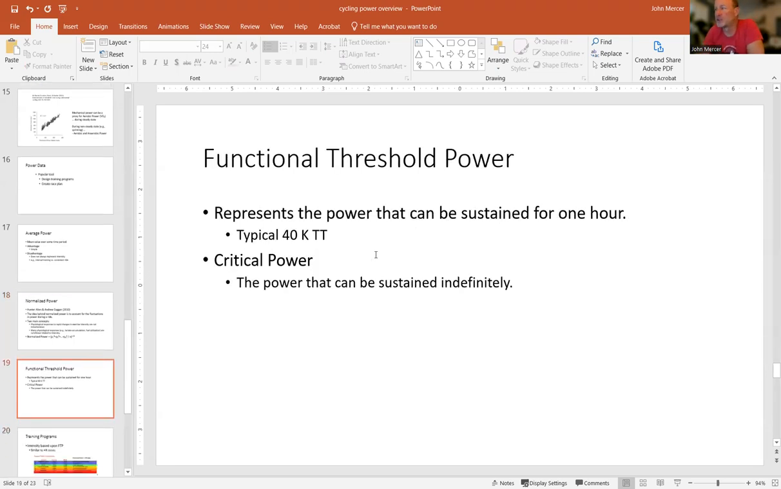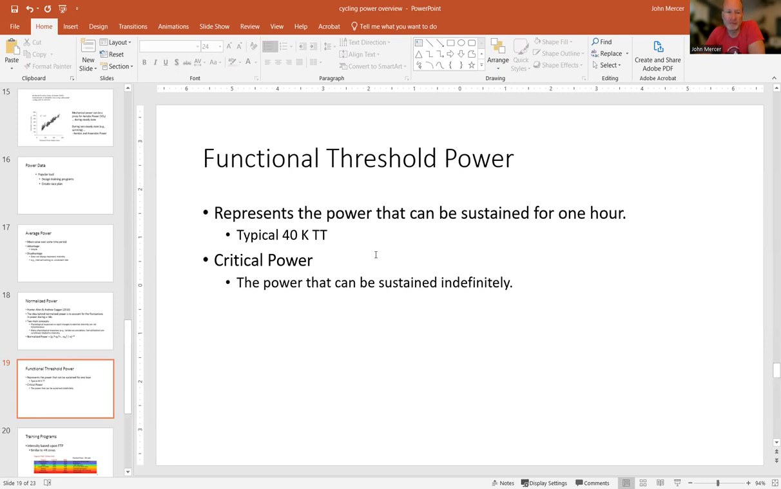Another term that cyclists use quite a bit to talk with each other is functional threshold power. And that is just a term that got coined probably about 20 years ago. It ended up being defined as the power that someone can sustain for 1 hour. Why 1 hour? Well, 40K time trial is a very popular cycling event. And really, it was probably built around that concept that if you can go under an hour for 40K, you're a really good time trialist. And so that's sort of where I understand that the functional threshold power being the power for 1 hour came from.